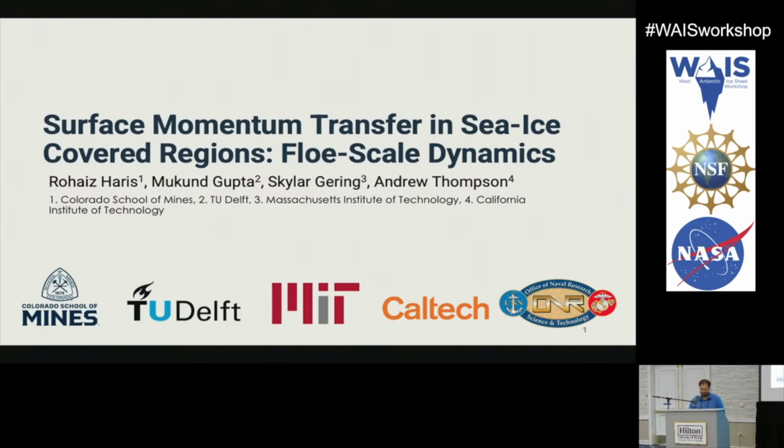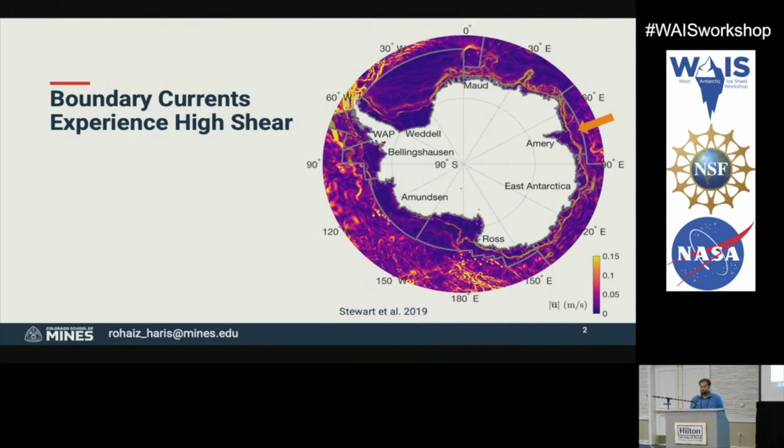So just to set the scene, we're looking at a map of ocean velocities that was taken from a simulation of the ocean, and we can see that there are these thin jets of fast flowing ocean currents all around the Antarctic coastline. And these regions experience high shear, and they help to mediate transport between the open ocean and Antarctic ice shelves. And it's important to be able to constrain the momentum budget of these regions.